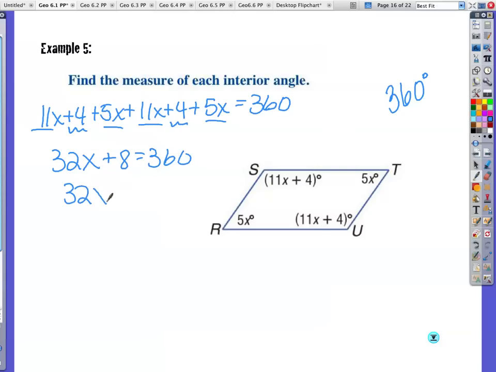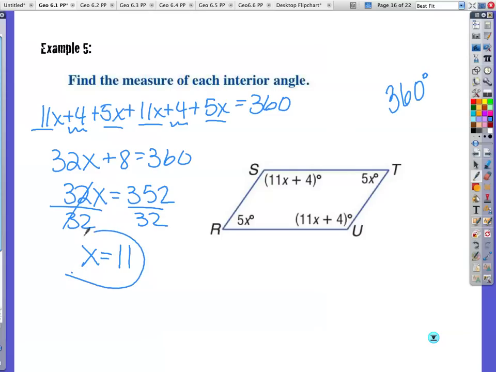Keep solving for x. 32x equals 352. I subtracted 8 from both sides to get that. Divide both sides by 32. 32 goes into 35 once. I have 32 left over. So 11. So the value of x is 11, but the question is find the measure of each interior angle. So this must be 55 degrees, as this one is as well. And then this angle here, 11 times 11 is 121, plus 4 is 125.